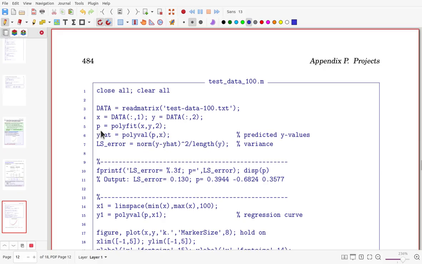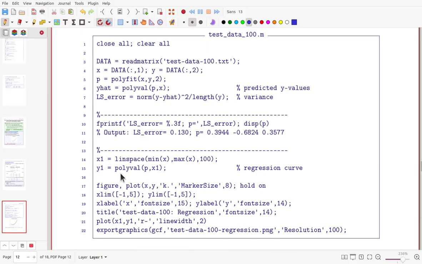Now, along with this polynomial coefficient, we can evaluate the model, y hat is made, and then the least square error is measured. Okay, and that is the output. You can see that the value is 0.13, which is the minimum possible squared error. Now also P, the model, that is the coefficients of the quadratic polynomial.